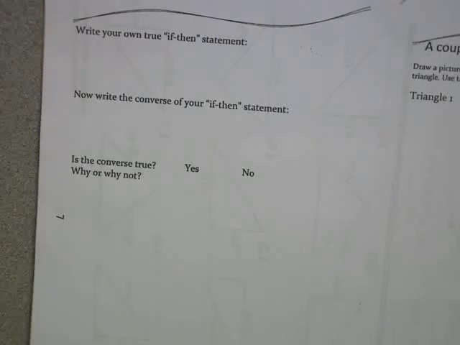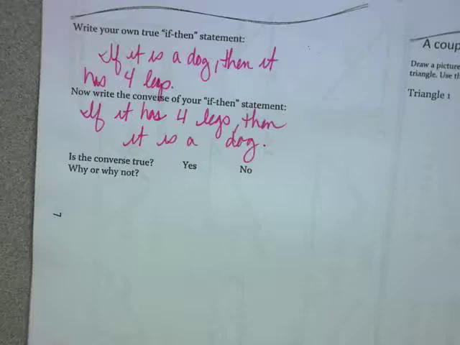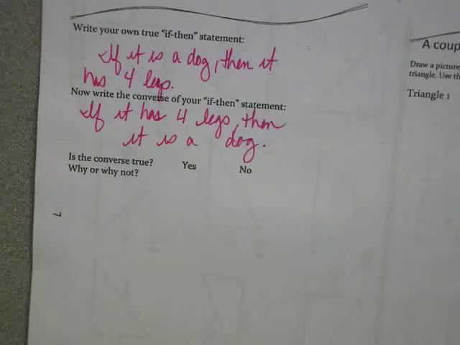Okay, so you absolutely have your own if-then here in your own converse. But I wrote, if the dog, then it has four legs. In general, that is true. Now write the converse of that. My example was, if it has four legs, then it is a dog. Is that converse true? Absolutely not. There are lots of animals that have four legs that are not dogs.